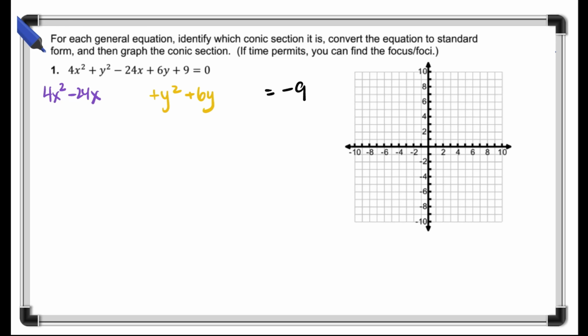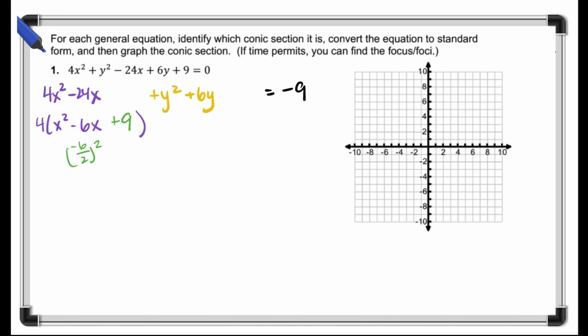So before we can complete the square, we do have a 4 in front of that x squared, so we are going to have to factor that out. So we got a 4, we got x squared minus 6x. And so now let's see what we can do here. We're going to take half of 6 and then square that. So that's going to get us 9 here.